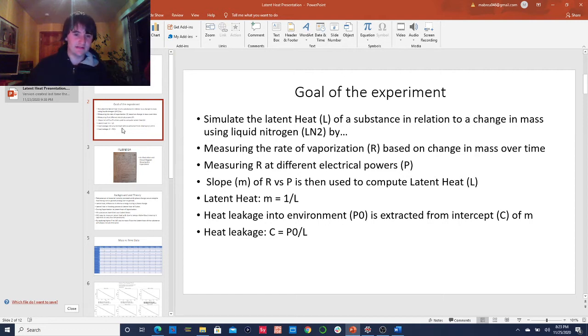Then we're going to set up another plot which is going to compare the different rates of vaporization with different amounts of power used from batteries. From there, we can compute the latent heat. With these formulas here, we're able to find the latent heat. This is going to be based on the inverse of the slope. And then we're going to try to find the heat leakage into the environment based on the intercept of that same slope.